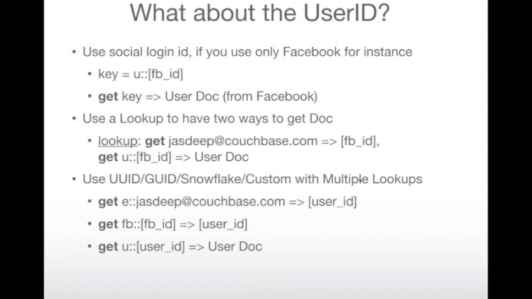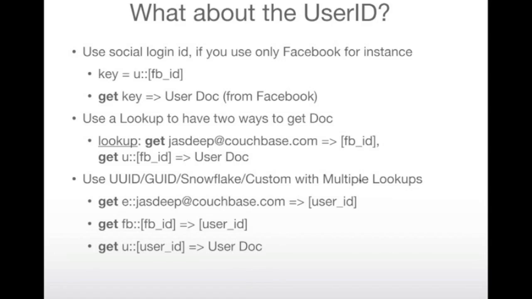If I want to also have a lookup with a Facebook ID, again, I create a lookup document, so that I can log in with email or Facebook. In this case, I have an email address that points to the Facebook ID, the Facebook user or U::, and the Facebook ID is the primary document, so I can get that. You can see a pattern here. If I'm using a lookup, I have two different ways to get to the same document. The primary document can use a counter ID or a UUID, or a Facebook ID, anything that's unique. And that last example here is using a custom with multiple lookups.